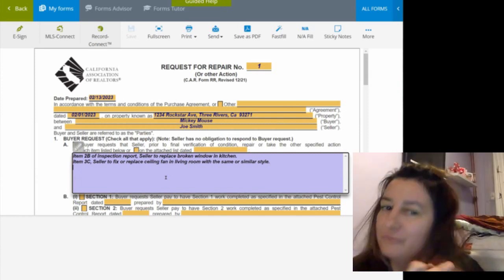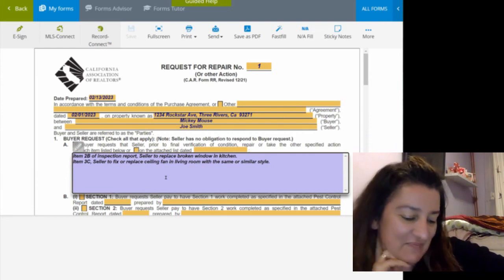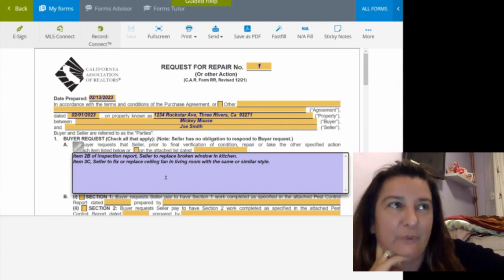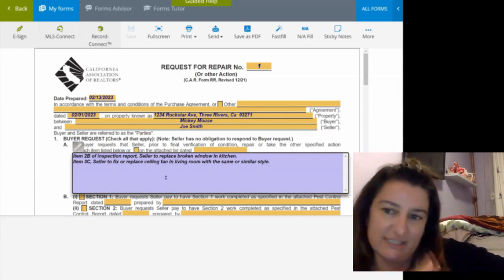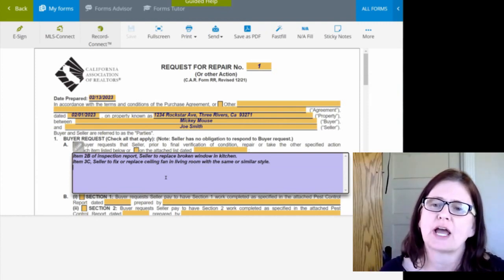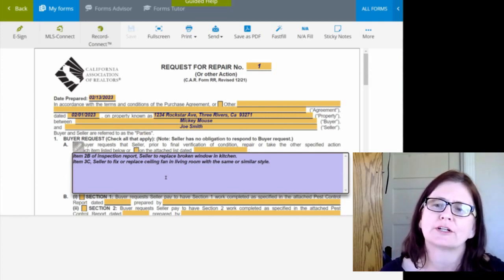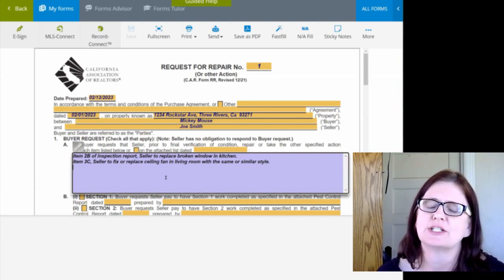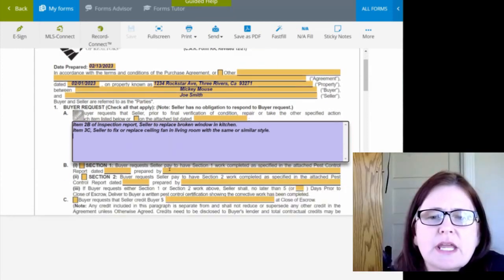Yes, Adina? I have one question, but I don't know if it makes sense. But can the buyer ask for request of repair after all the contingencies are removed? So they can ask for it, but if the inspection contingency has already been removed, the seller is less inclined to give them or to fix those items for them. Okay.